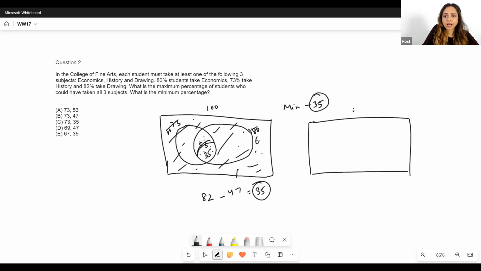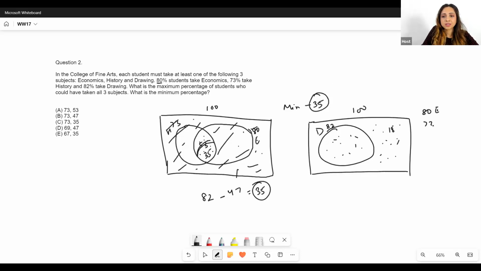Let's say I have my 100 people, and we said in max we start with the biggest set. So I have the biggest set, which is drawing, which is 82. So great, I have drawing, 82, and I want the overlap on this to be maximum. But I want these 18 people that are outside to also have at least one subject, right? Now tell me, does it make sense that I have 80 people who have taken economics, so I have 80 of the economics tickets and 73 of the history tickets. Now, does it make sense that out of this 80, I give 18 over here? I'm left with 62. So I overlap the 62 over here.